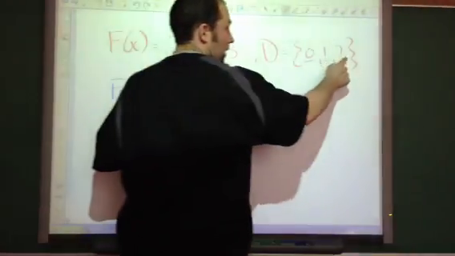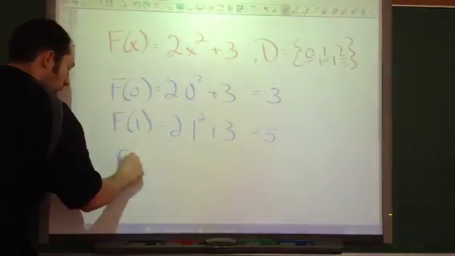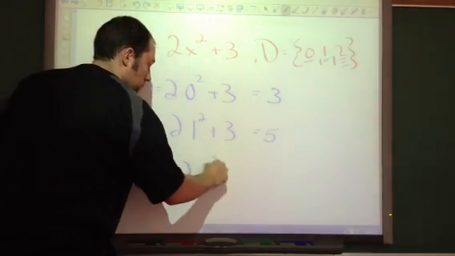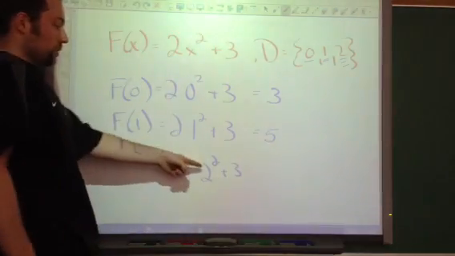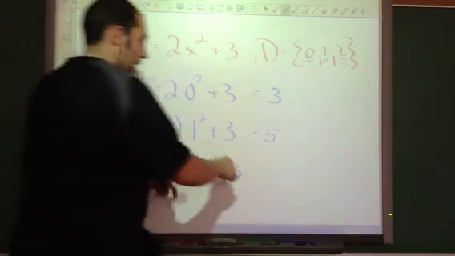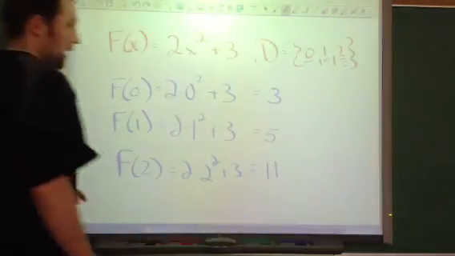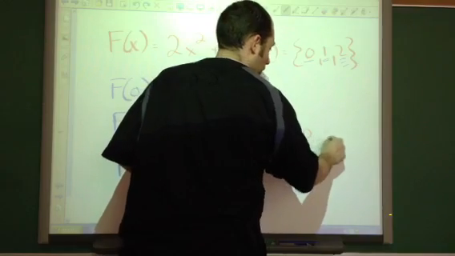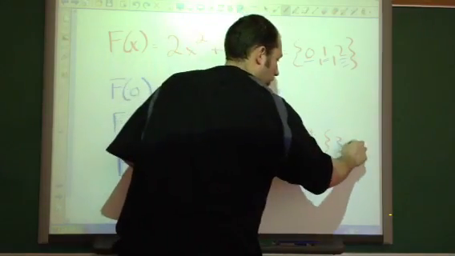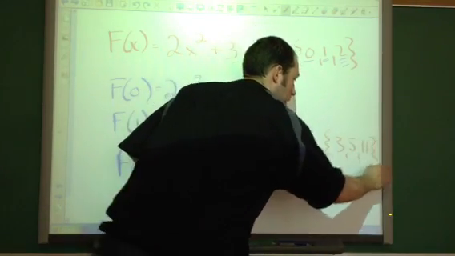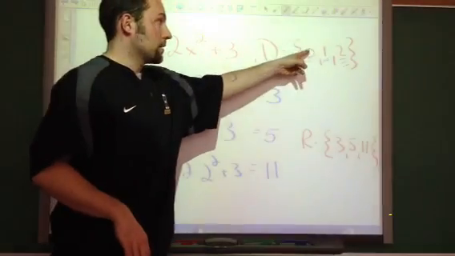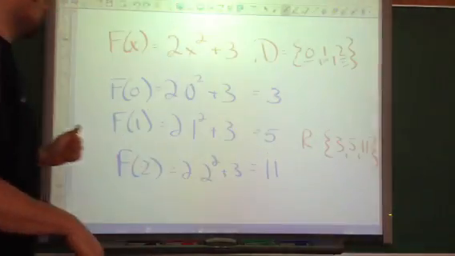And lastly, we have 2. F of 2. So 2 times 2 squared plus 3. Well, 2 squared is 4. 4 times 2 is 8. 8 plus 3 is 11. So my range, let me change color here, my range is going to be 3, 5, and 11. And it only works specifically if my x is 0, 1, and 2.